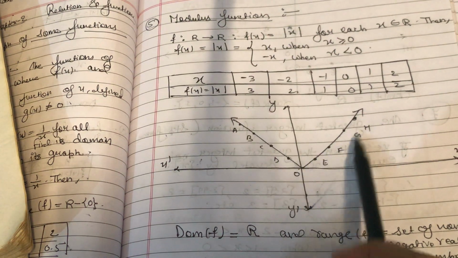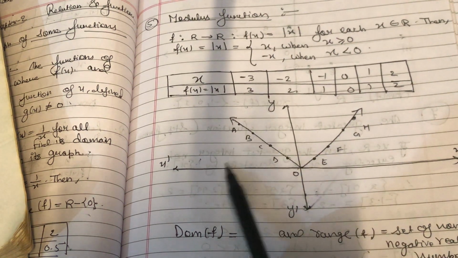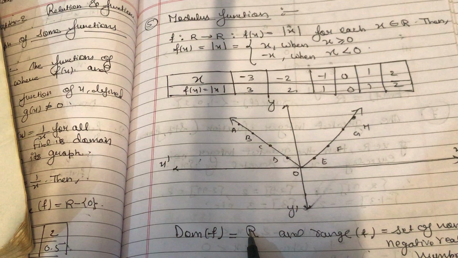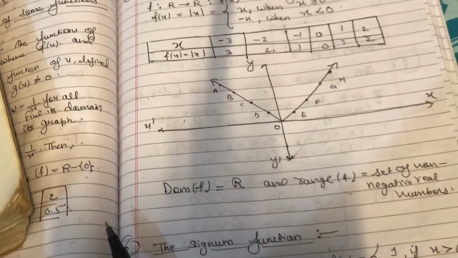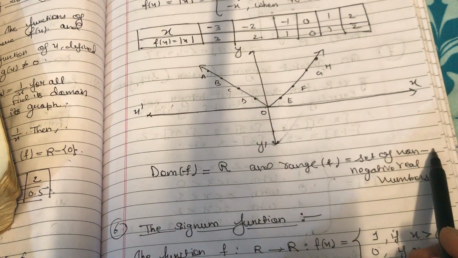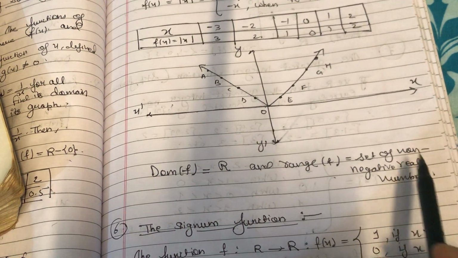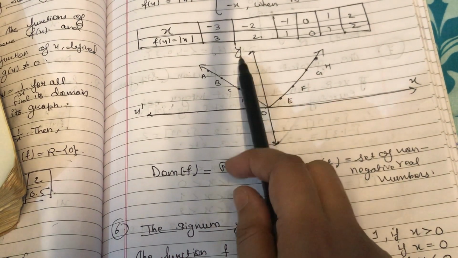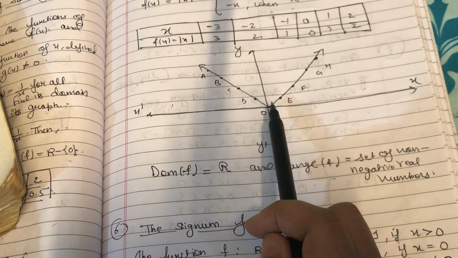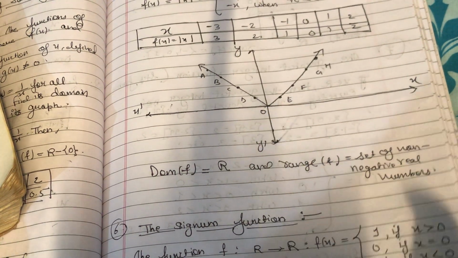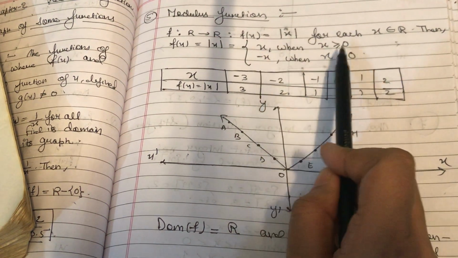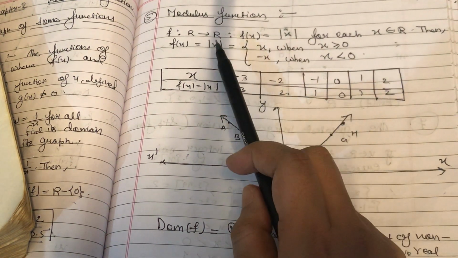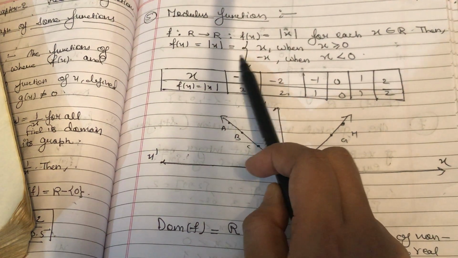For all values of x, the values can be any real number, therefore its domain is going to be R, but for the range we are getting only positive values of y. So the set of all non-negative real numbers is the range. Only 0 is included over here, that's why I have included 0. And by writing this, for x greater than or equal to 0, it's x, and for x lesser than 0, it's minus x. This is the meaning of mod x. So this you need to remember.